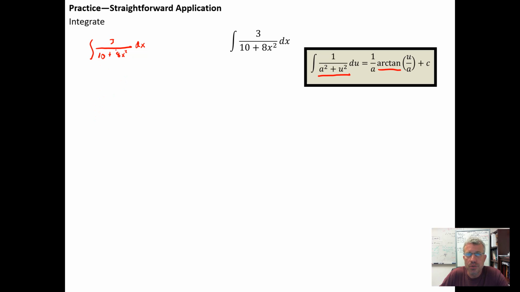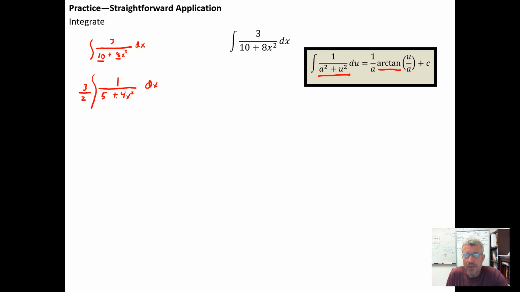So first step in this would be to factor out any constants that we can to kind of clean things up. So I see that I have a constant 3 in the numerator, so I'm going to factor a 3 out, which is going to leave a 1 in the numerator position. Here's my dx. But I also want to notice that in the denominator, 2 shows up as a common factor for both the 10 and the 8, so I can also factor a 2 off of the denominator using the distributive property, and that's going to leave behind a 5 plus 4x squared.